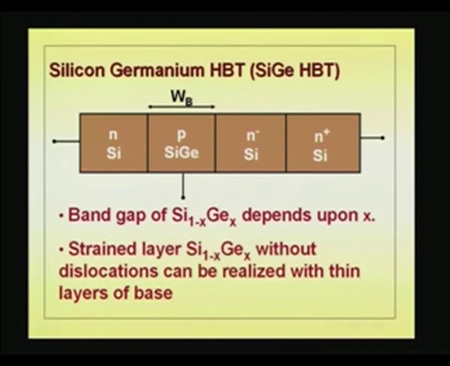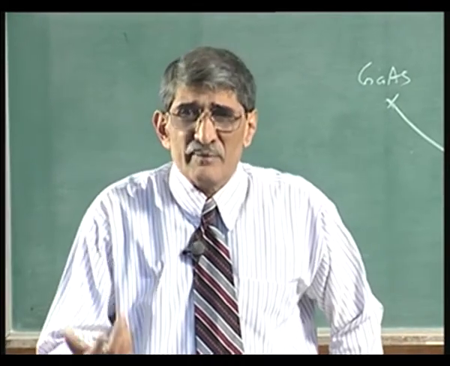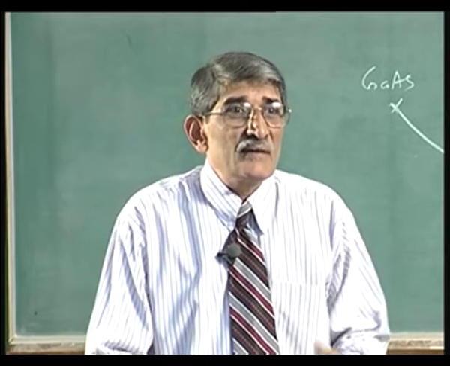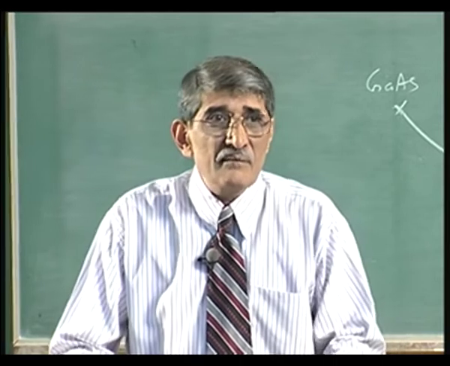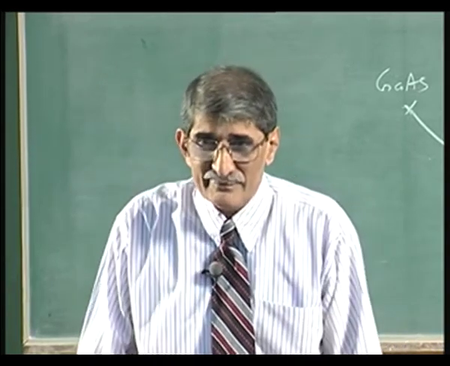Band gap of silicon germanium, that is this base, depends upon x, the mole fraction of germanium. x equal to 0 is silicon, x equal to 1 is germanium. Now, the lattice constant of germanium is different from that of silicon. Germanium would match with gallium arsenide, 5.63 angstroms lattice constant. Silicon is lower than that, 5.43 or so. You may say it is just 4%, but 4% is quite large when you grow one layer over the other, because for each 25 atoms there will be one mismatch when you grow one over the other.